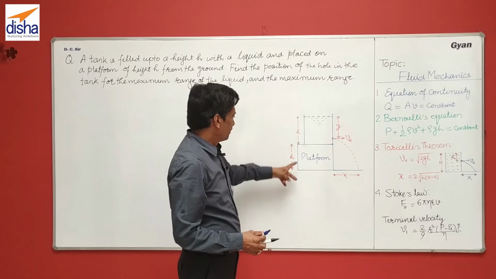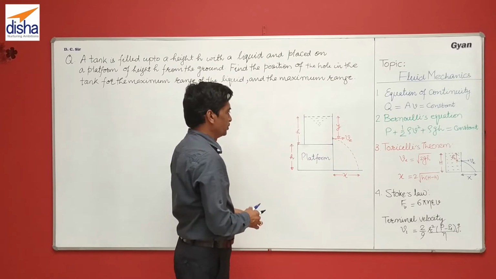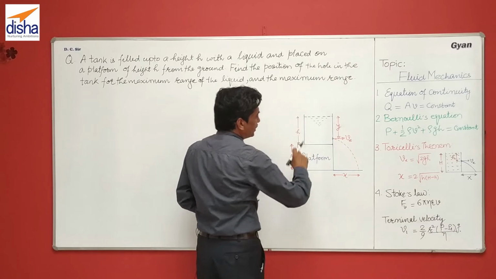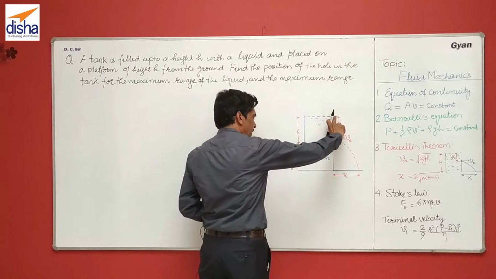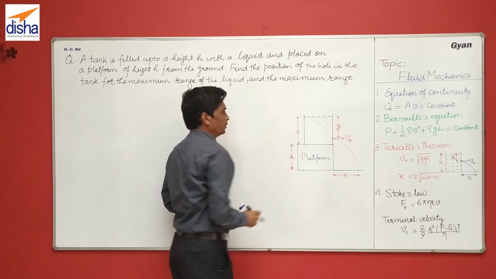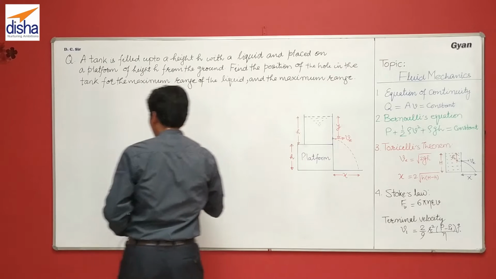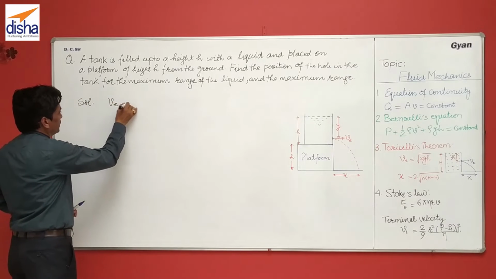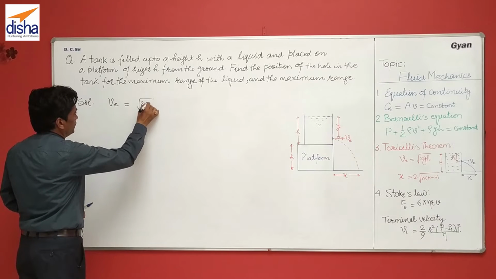And the platform is height h. The range of the liquid is x. Suppose the position of the hole is at a depth y below the free surface of the liquid. So the velocity of efflux through the hole v is equal to root 2gy.